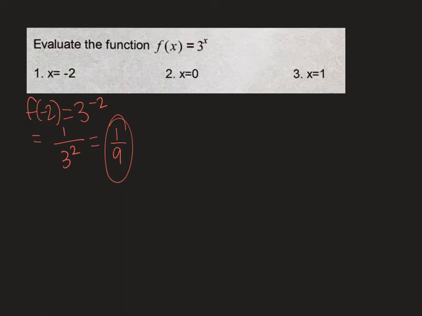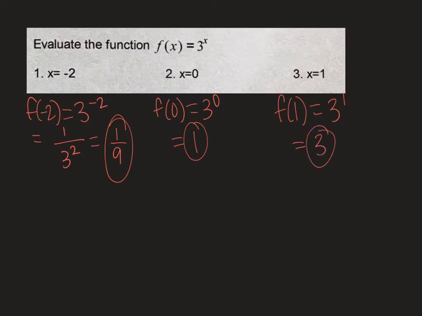For number 2, we're doing the same thing. F of 0, we're plugging 0 in for x. 3 to the 0 power. Anything to the 0 power is 1. And then for number 3, when x equals 1, 3 to the first power is just 3. So we're just plugging things in just like we would into any other equation.